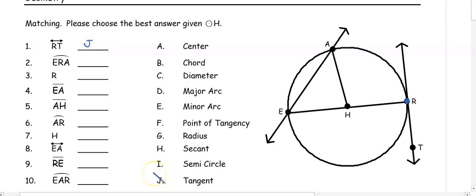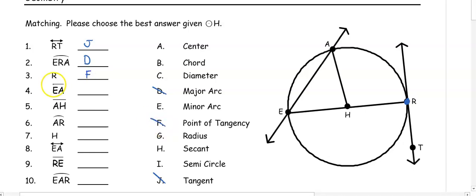So J. ERA. When you are doing an arc, you need to follow in that order. So E to R to A is 3 letters and it is bigger than half of the circle, so this would be a major arc. Point R is where the tangent line is intersecting the circle, so that is going to be our point of tangency, F.